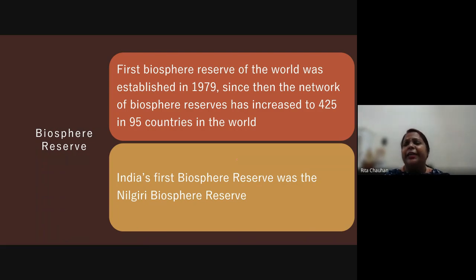It was started in 1971, but the first was established in 1979. And now they have more than 425 biosphere reserves in 95 countries in the world.